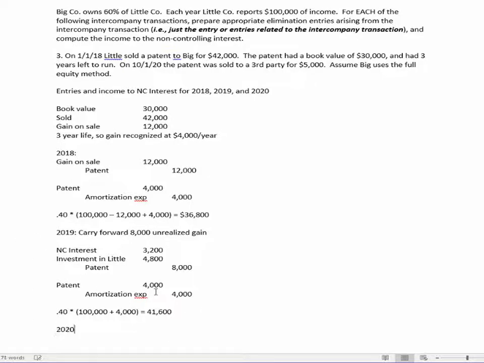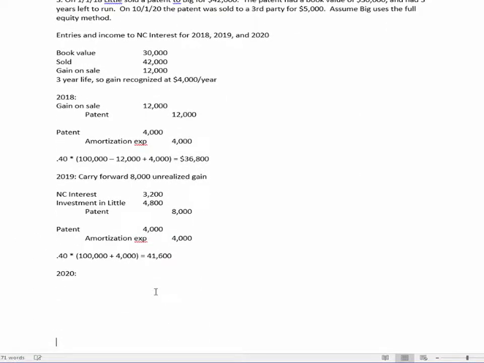In 2020, again, we need to carry forward the remaining unrealized gain. Last year, there was $8,000 being carried forward as unrealized. We realized 4,000 of it, so we're carrying forward 4,000. And again, that's going to be split between the non-controlling interest, who'll get their 40% of that, and the parent's investment, which gets the other 60%. And we credit the patent for $4,000.